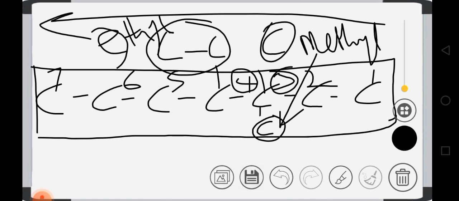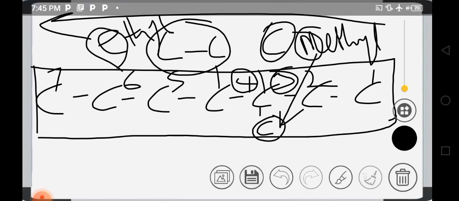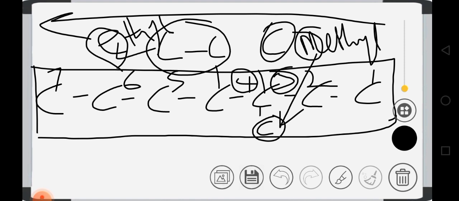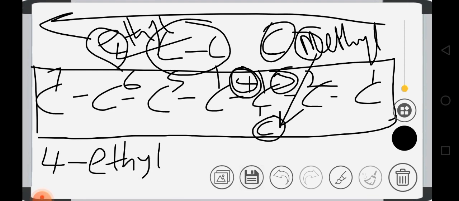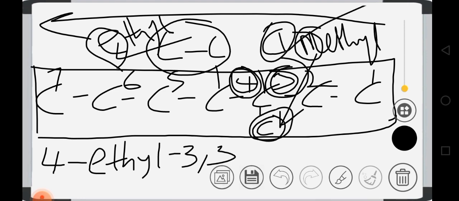E and M, which one will come first alphabetically? Because I want to start naming now. E will come first, so I'm going to start from that ethyl. I first call the position of the ethyl. What is the position of that ethyl? 4. So I have 4-ethyl. Then I go back to this methyl. What's the position of this methyl? Number 3. Then I separate with a hyphen: 3 for this first one, and 3 for the second one.